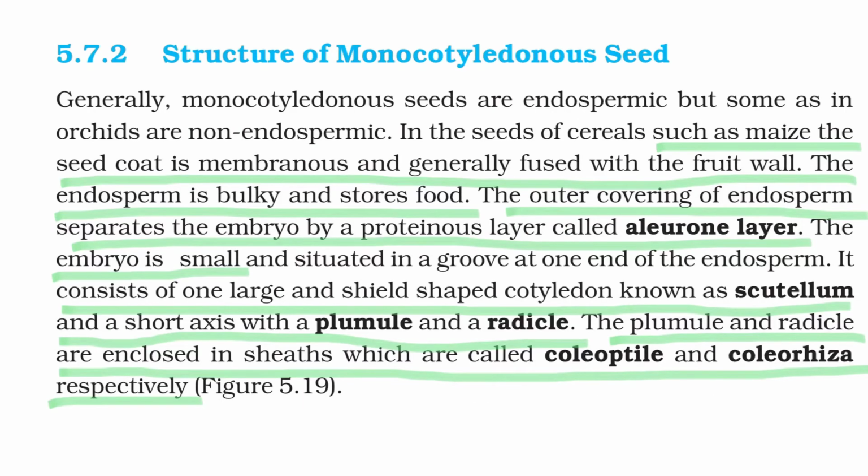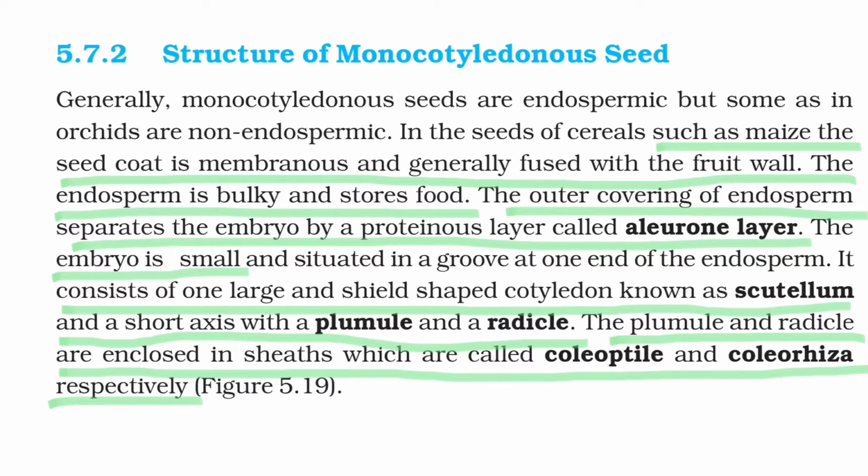Now let us start with the structure of monocot seed or monocotyledonous seed. Actually, they are also known as endospermic seed or maize seed. Any type of question can be asked, but some, as in orchids, are non-endospermic. Their exceptions are every time present.